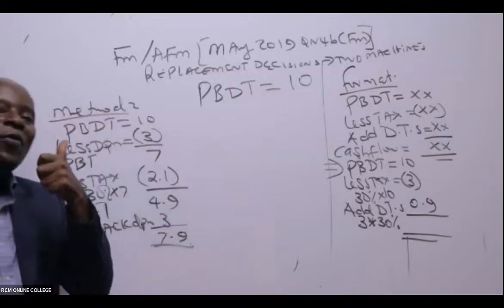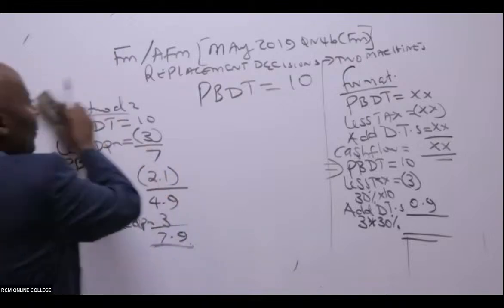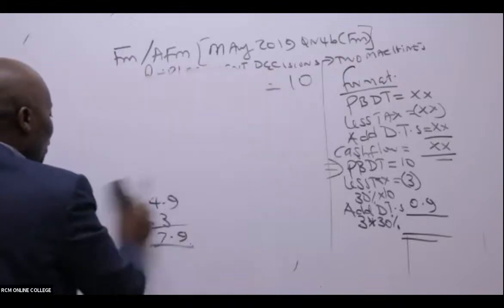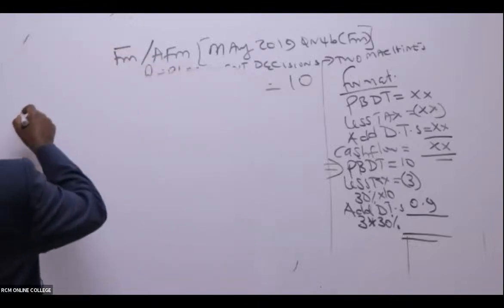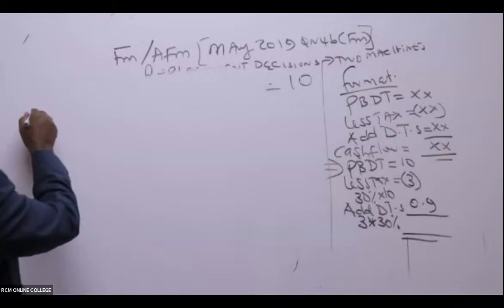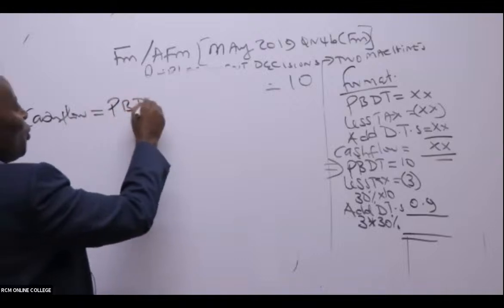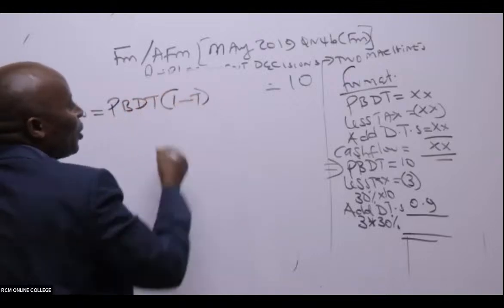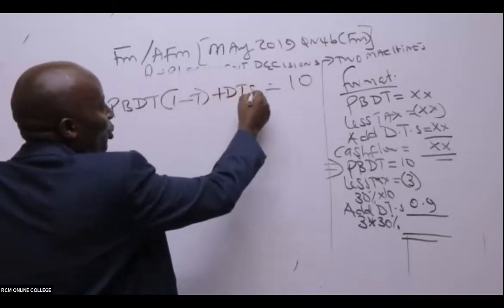But a very good ninja, the very best of them all ninjas, will come and handle this question this way. They'll tell you that operational cash flow equals profit before depreciation and tax, less tax, and then you add depreciation tax shield.